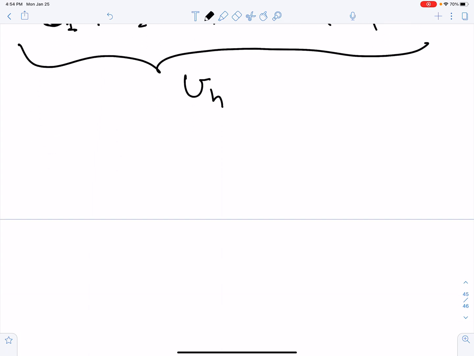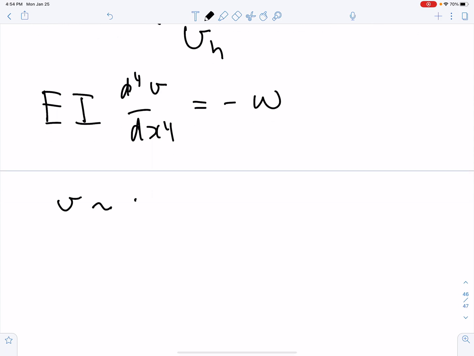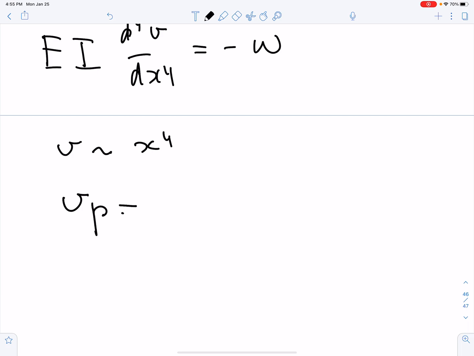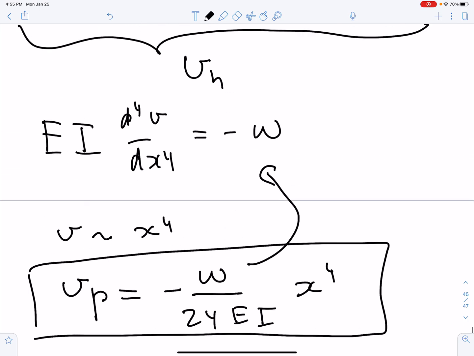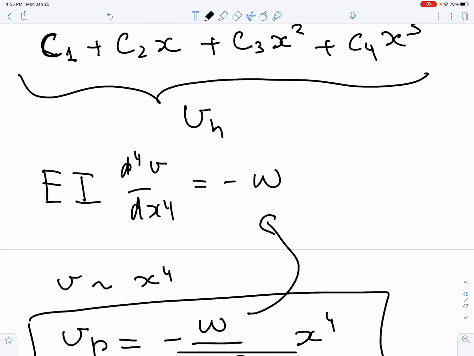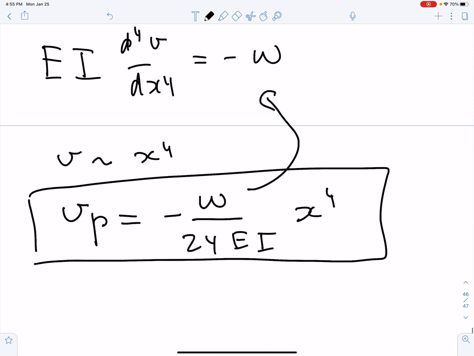Now our particular solution satisfies the following equation: EI d to the fourth V dx to the fourth equals minus W. So I'm taking a function, taking its fourth derivative, multiplying that by EI, and I'm getting a constant value. So clearly, V has to behave as x to the fourth. We just need to come up with the right coefficient. The right coefficient comes out to be minus W, the applied load, over 24 EI times x to the fourth. So this is our particular solution here. You can check. Take this, substitute back, and you'll see that that's exactly it. So the total solution is going to be comprised of VH plus V particular.